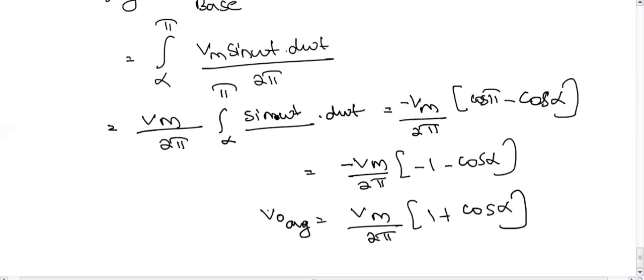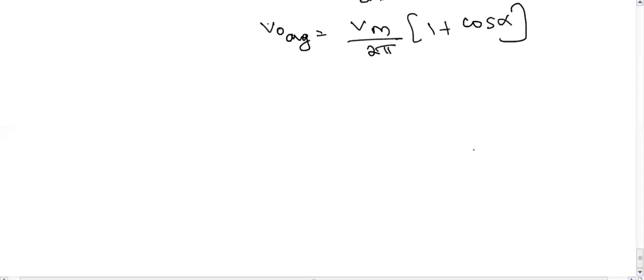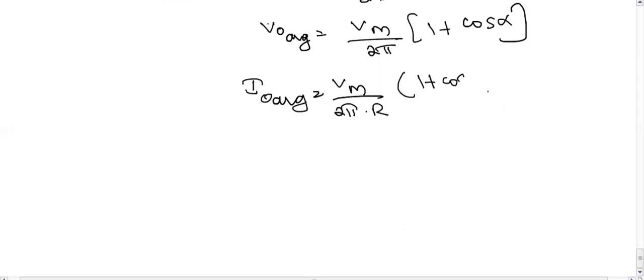So what will be the average output current? Just divide that by resistance. So I naught average will be equal to Vm by 2 pi R into 1 plus cos alpha, that is Im by 2 pi into 1 plus cos alpha.